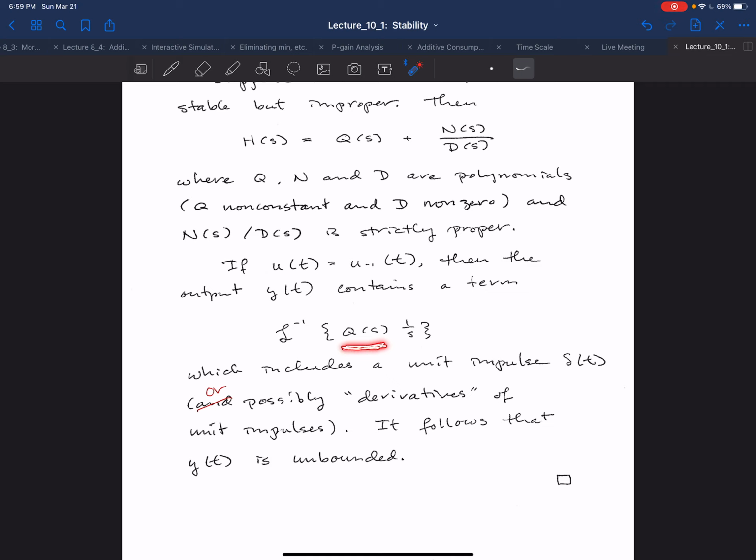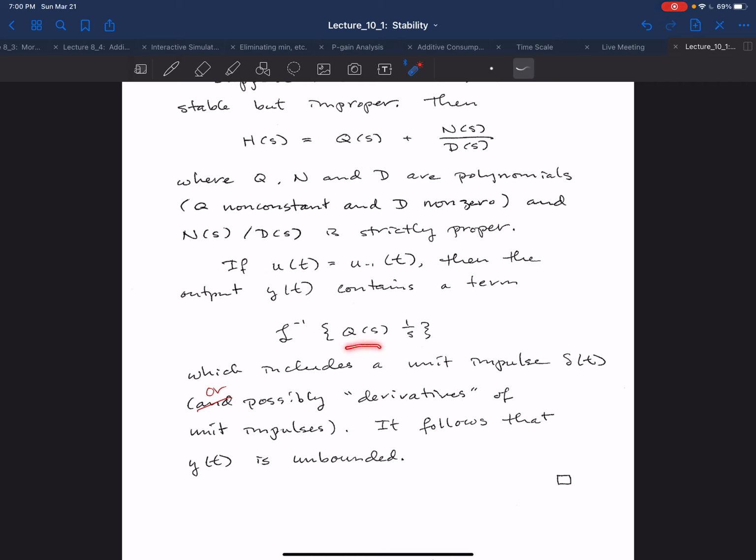If Q(s) were equal to s, for instance, as in the case of our differentiator, then we would be taking the Laplace transform of s times 1 over s, which is 1, and of course the inverse transform is an impulse. Just as in our example of a differentiator, we found that when we fed into the differentiator a step input, we got an impulse as the output. So our bounded step input gave rise to an unbounded impulse at the output.